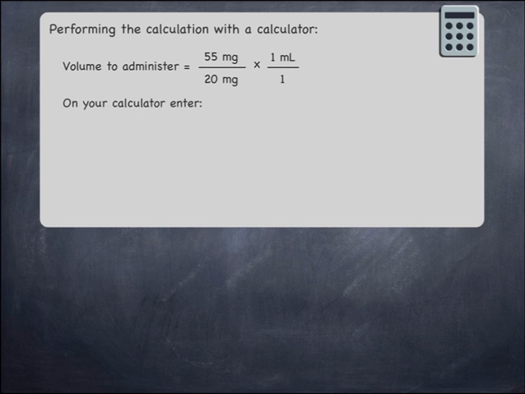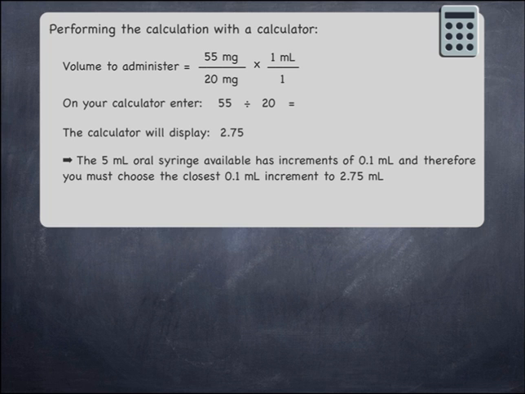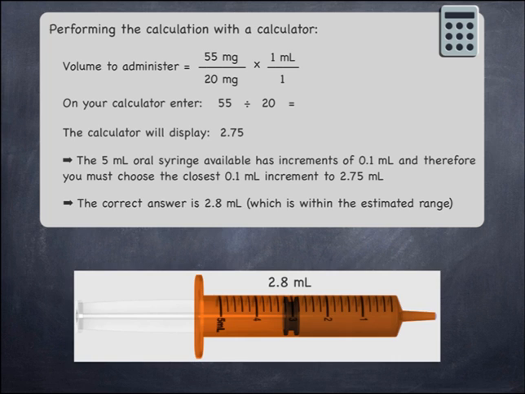To perform the calculation with a calculator, you simply need to enter 55 divided by 20. There is no need to multiply by 1, as this will not affect the final result. Just press equals and the calculator will display an answer of 2.75. The 5 ml oral syringe that is available has increments of 0.1 ml, and so you must choose the closest increment to 2.75 ml. The correct answer is 2.8 ml, which is the required volume to draw up and administer orally. This also falls within the estimated range of between 2 ml and 3 ml found earlier.